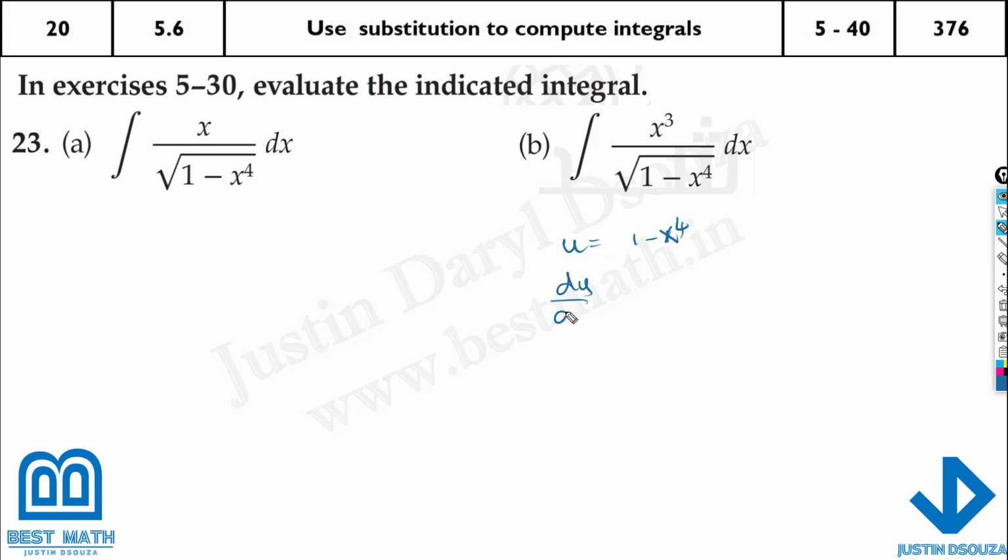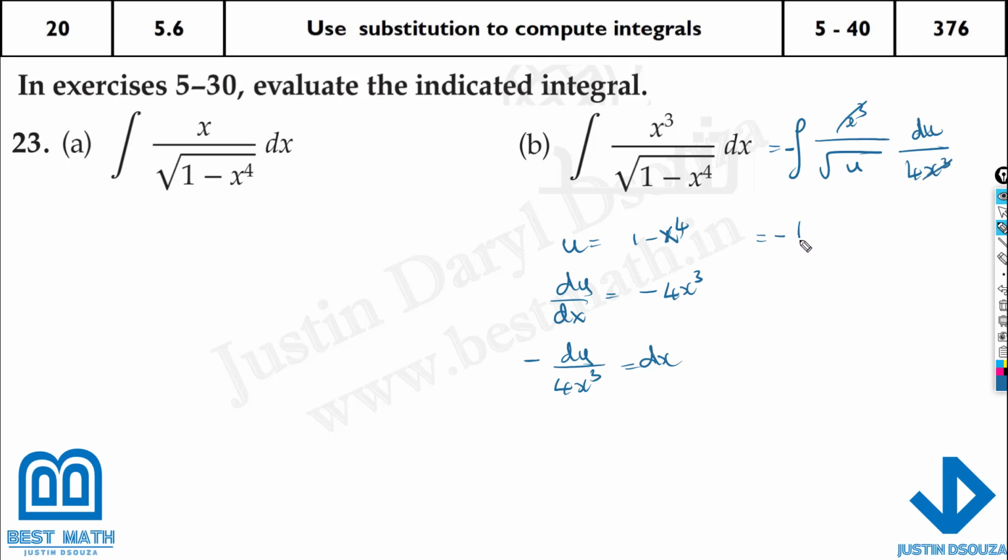So what happens when you derive it? du by dx is going to be minus 4x power 3. And let's rewrite this: du divided by minus 4x power 3 is equal to dx. So now we'll substitute all these things in the given question. It's going to be x cubed as it is. Whatever is inside the square root is u. And what is dx? It's du, with the minus sign, which I'm going to write outside the integral, divided by 4x cubed. Then cancel this off, so you're remaining with minus 1/4.